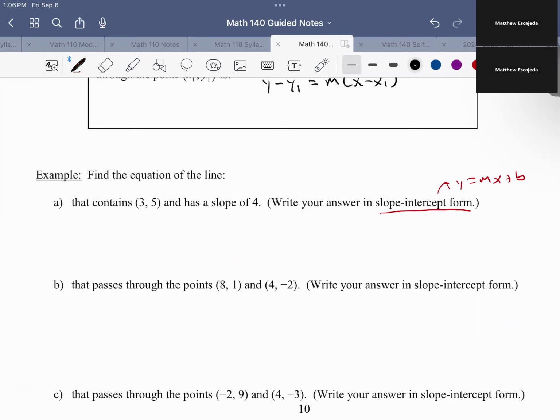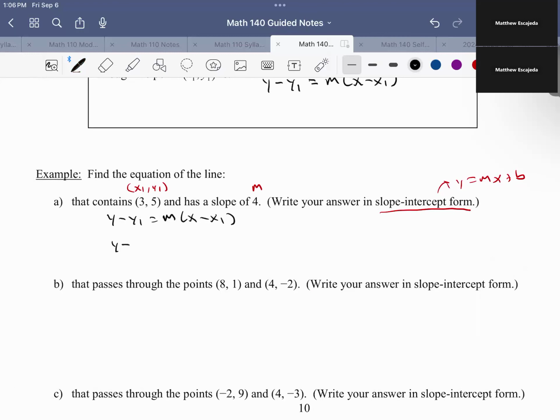Okay, so we're going to use our point slope formula. So we have y minus y1 equals m times x minus x1. This is my x1 and my y1, and this is my slope m. So we're just going to plug in everything that we have. So we have y minus 5 equals 4 times x minus 3. The y and the x are going to stay that way. The only things we input are the y1, x1. But now it's just algebra and we just solve for this.